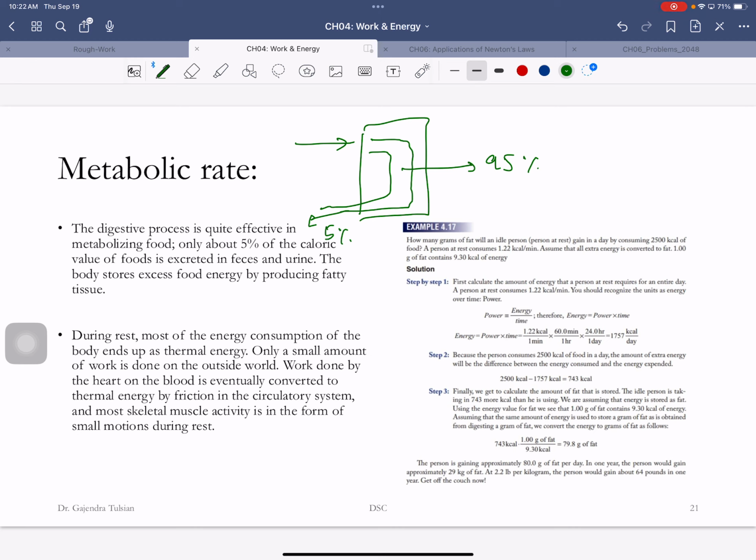And why do we throw out the 5%? Why not take 100% of it? Are you walking around throwing $5 out of your pocket every time? No. So it probably costs the body more than it's worth getting. For instance, if you see a penny on the road, you might not pick it up because it's not worth your time. It costs you more. During rest, most of the energy consumption of the body ends up as thermal energy.